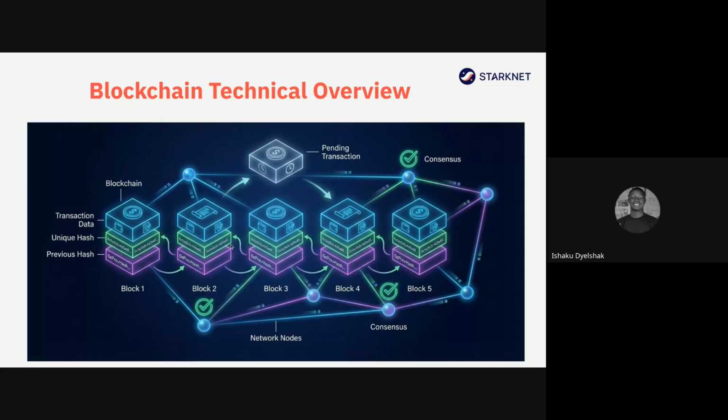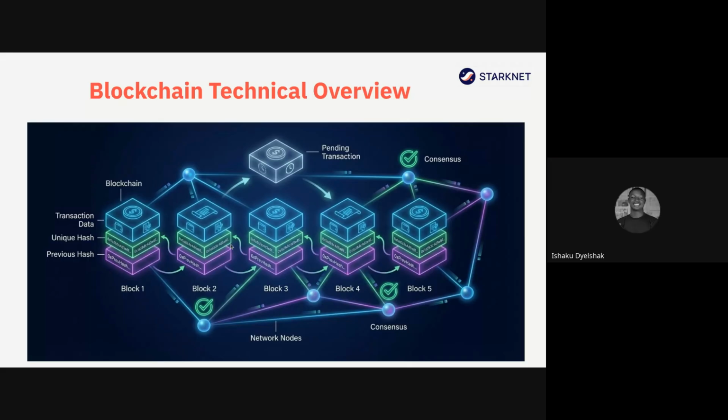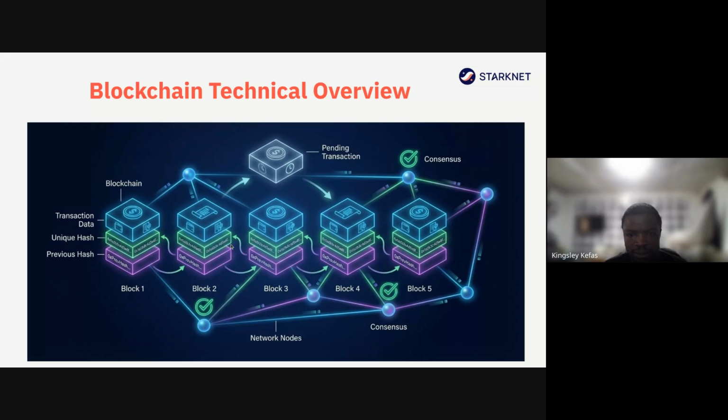So the blocks are connected by this thing. What do they call it? Chain or previous hash? Should I call it a previous hash? It connects all this together. So every transaction has a hash, so all those hashes are what connect the blocks together. Every transaction has a hash, and then it's that hash that connects the blocks together.